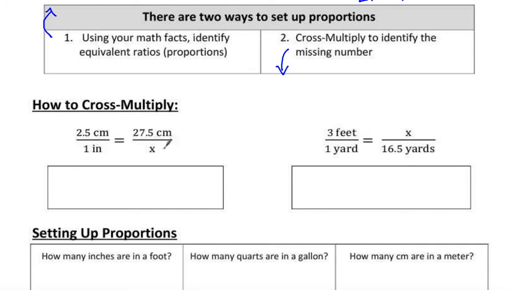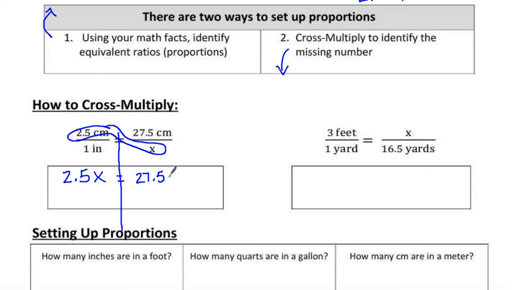So how do we cross multiply? Well, just like the butterfly method, I like to start with the x piece. So 2.5 times x. Well, I can't multiply that, so I'm just going to write 2.5x. There's an equal sign here, so I have to leave the equal sign. And if you want to, draw the line like you would for the equations. 1 times 27.5 is 27.5.